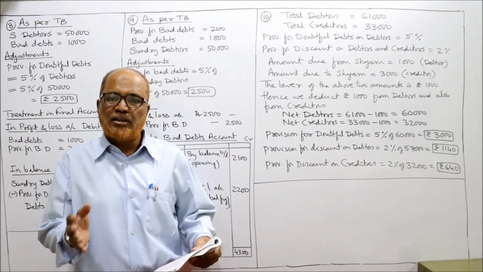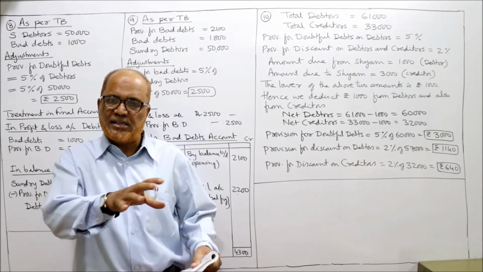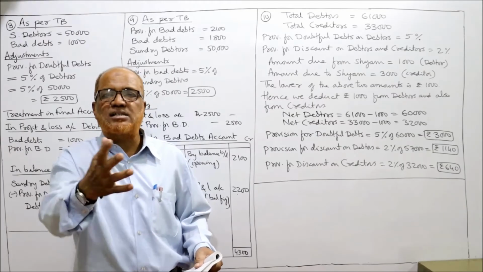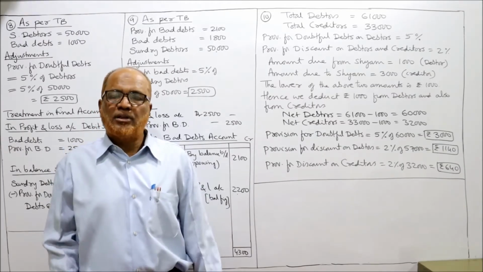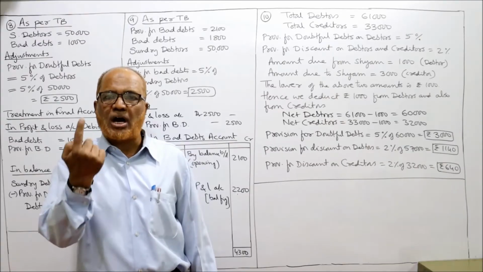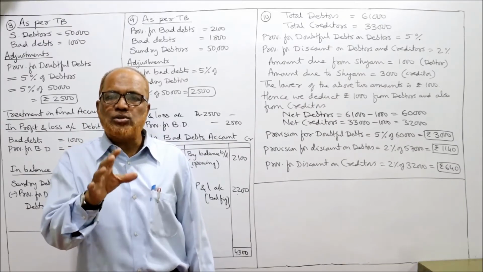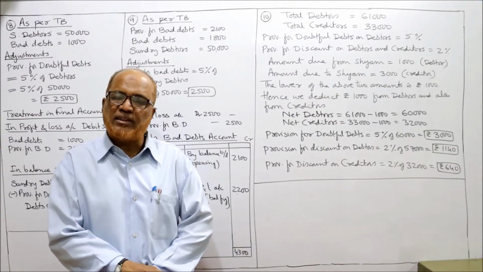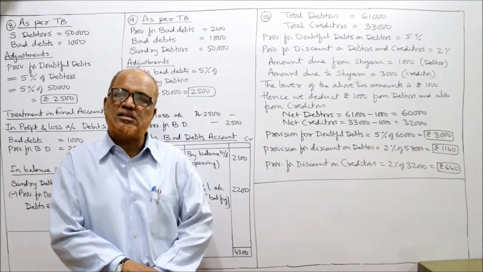So imagine, this Mr. X is the sole trader. He is having a business. Now Mr. X is having a customer, Sham. The amount due from the customer Sham is 1,000. 1,000 rupees is the amount due from Sham. And this 1,000 is included in debtors.